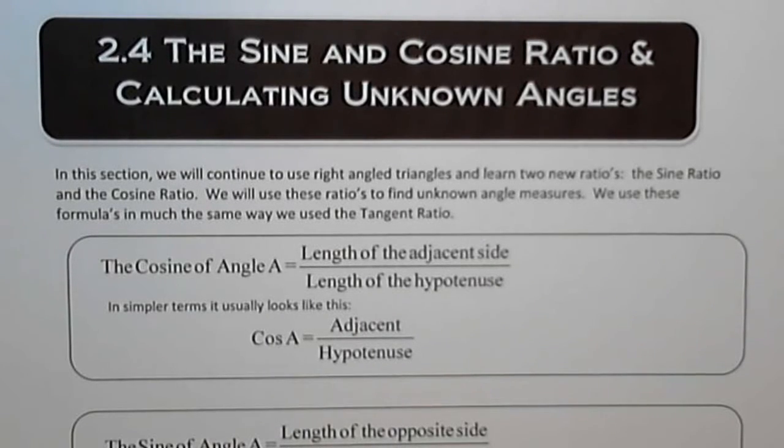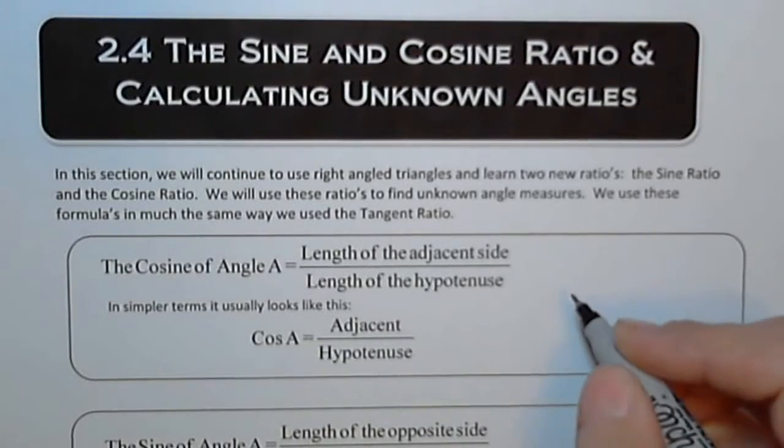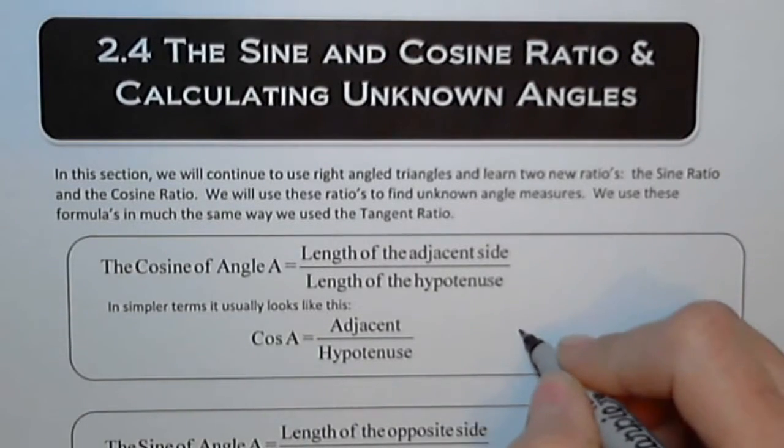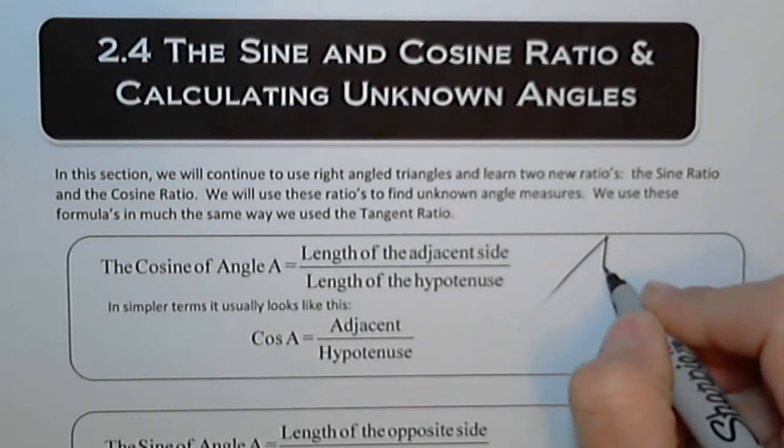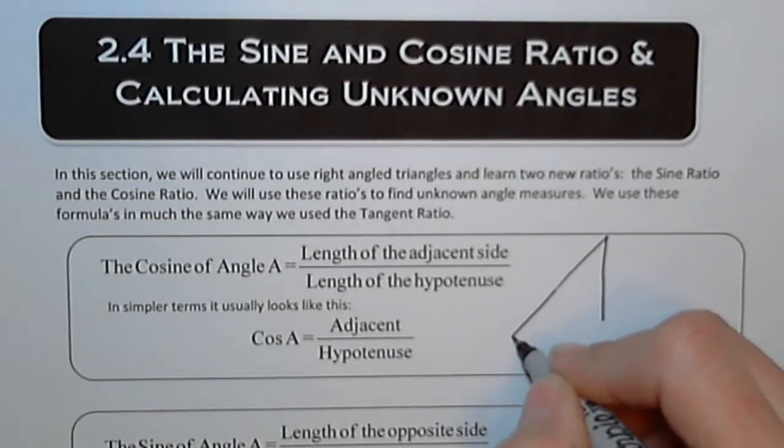This is section 2.4, and in section 2.4 we're going to continue to use right angle triangles. We're going to come up with two new formulas that deal with the three sides that we've been using in the tangent ratio. So let's review quickly the three sides in a right angle triangle.